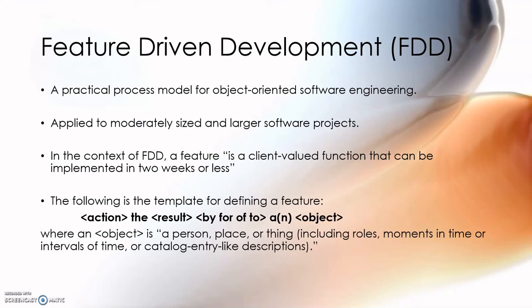The following is the template for defining a feature. So you'll have an action, a result, then an object, where an object is a person, place, or thing, including roles, moments in time, or intervals of time, or catalog-entry-like descriptions.